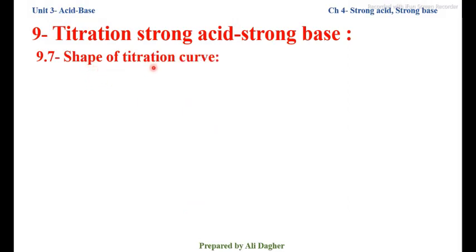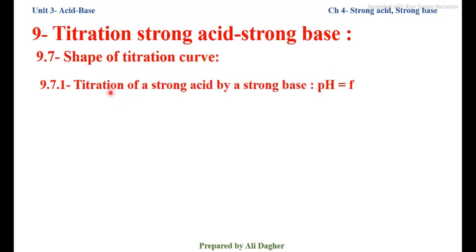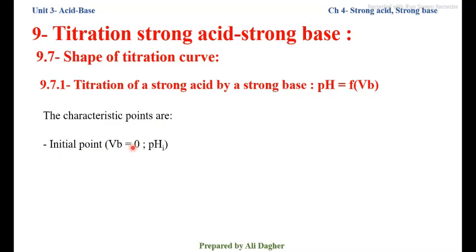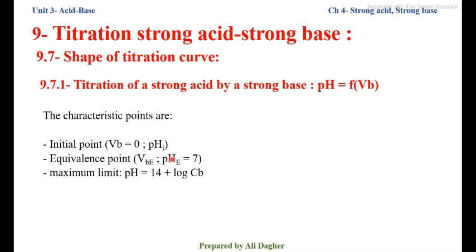Part 7, Shape of titration curve. First case, titration of a strong acid by a strong base, pH equals a function of VB. The characteristic points are the initial point, VB equals 0 and pHi, the initial pH. The equivalence point of coordinates VBE and pHE, equal to 7 at 25 degrees. And the maximum limit, which is the pH of the solution in the burette of the strong base, 14 plus log Cb.